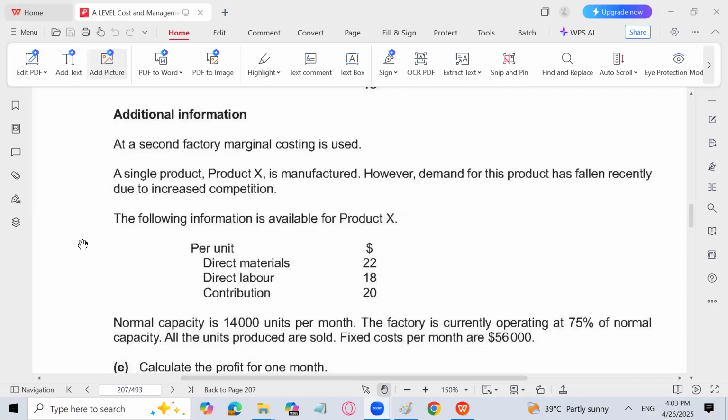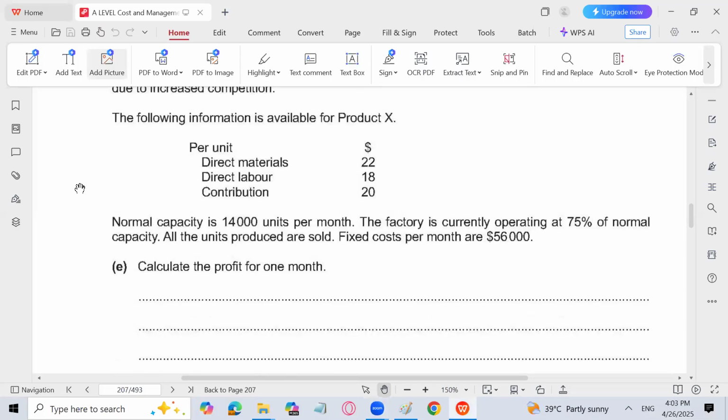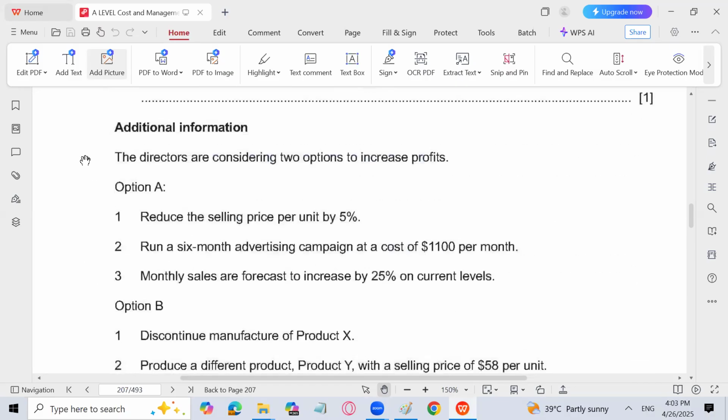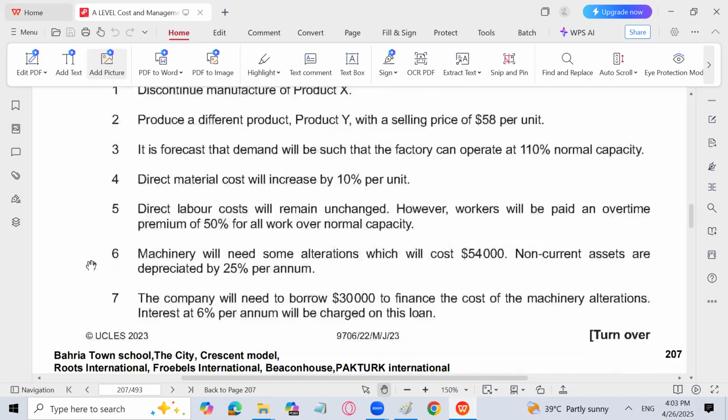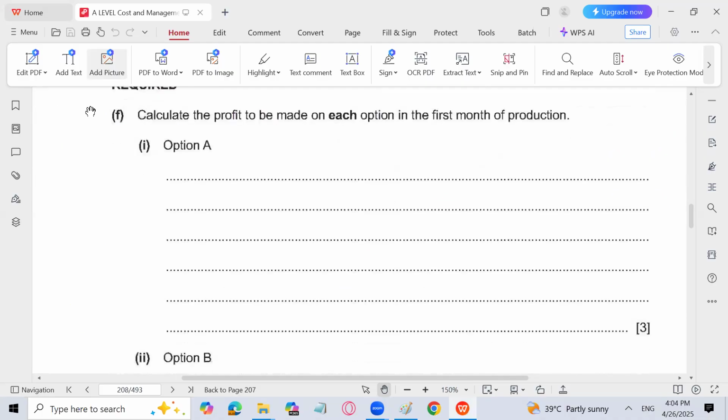Remember, calculate the profit for the year. So 14,200. Yes, we are done with that. At a cost of 11 per month. We are done with that. So let's move to the next part.